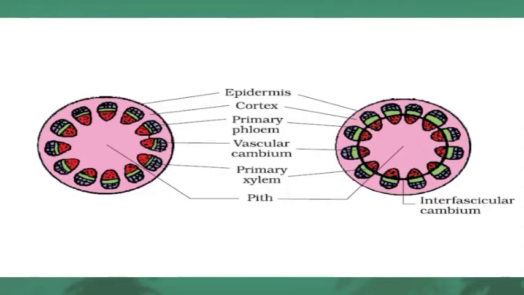Let's check the diagrammatic representation of formation of the cambial ring, or the ring of vascular cambium. See, in the first diagram, it is a normal dicot stem before secondary growth. When it starts secondary growth, a ring-like structure is formed continuously between vascular bundles, which is called interfascicular cambium, or cambial ring. By the activity of this cambial ring only, secondary growth occurs.